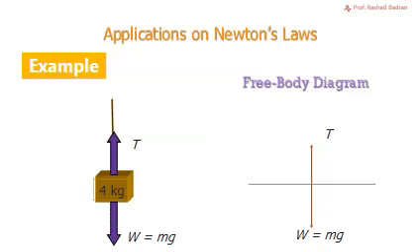This example is one of the simplest problems for the applications of Newton's law. Here, the object of 4 kilogram mass is held by a rope against the force of gravity, against the weight, and it is in static equilibrium. This is just to show how we can get out of the problem here.